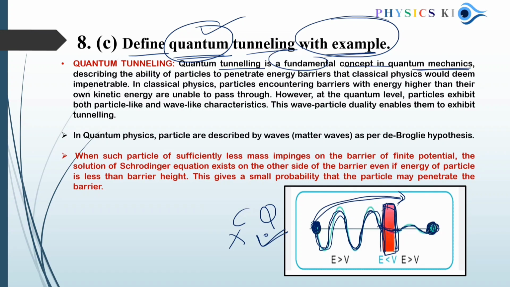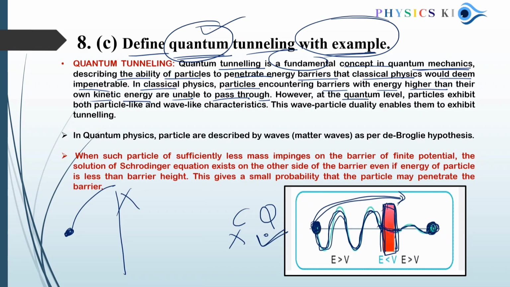Quantum tunneling is a fundamental concept in quantum mechanics, describing the ability of a particle to penetrate energy barriers that classical physics would deem impenetrable. In classical physics, a particle with kinetic energy lower than the barrier height is unable to pass through it. That means in classical mechanics, suppose the barrier height is this and the kinetic energy is not sufficient to cross it. It is not possible to cross this particular barrier.